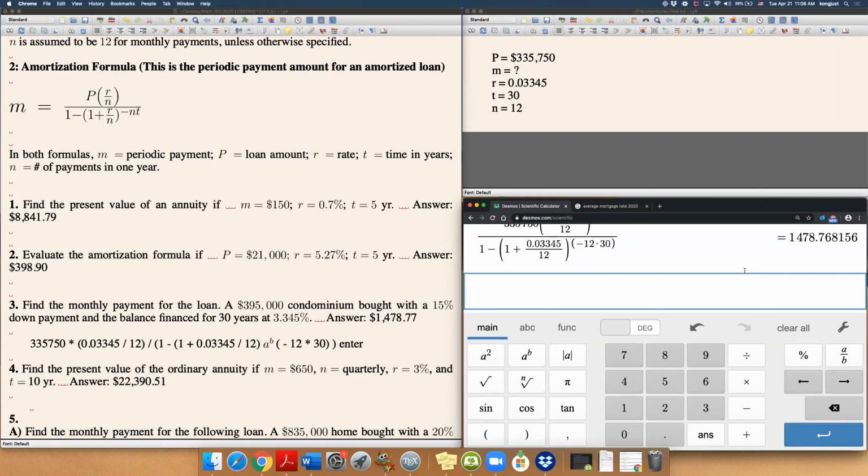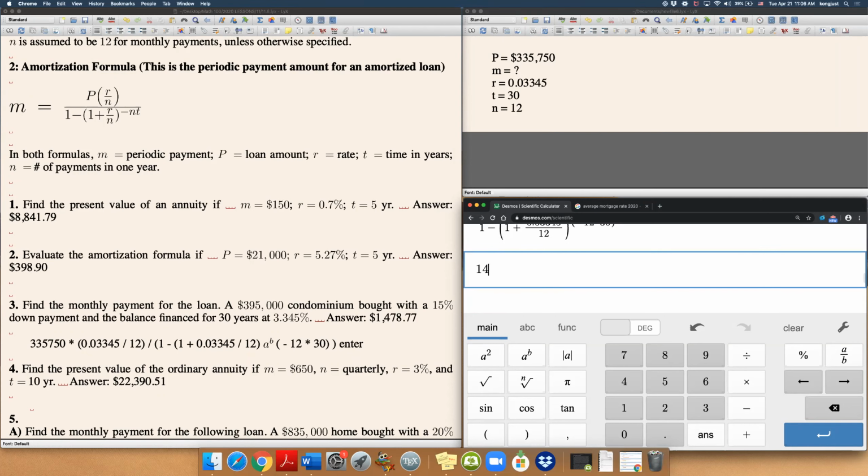Okay, so let's answer a follow-up question though. So that's your monthly payment, right? Let's see how much you actually paid. 1,478.77. You pay that 12 times a year, right? It's times 12 in 1 year. It means you pay 17,745 in 1 year. And you carry that out for 30 years. So altogether you paid roughly $532,357. That's your total payments.